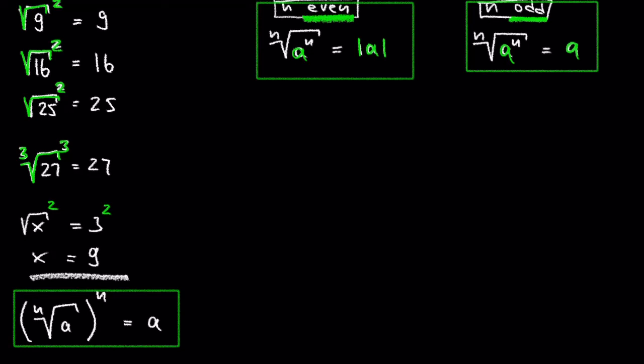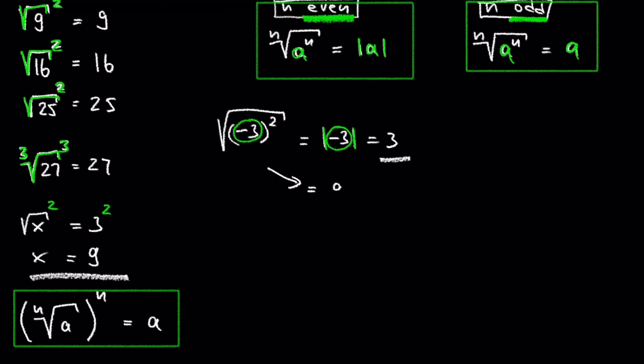Let's do two examples for n is even and for n is odd. We are starting with the even n. When we apply our rule to the square root of negative 3 squared, we get the absolute value of negative 3, which is 3. Let's see if this is really true. Negative 3 squared is 9. And the square root of 9 is 3.